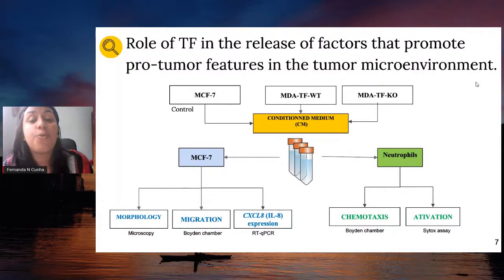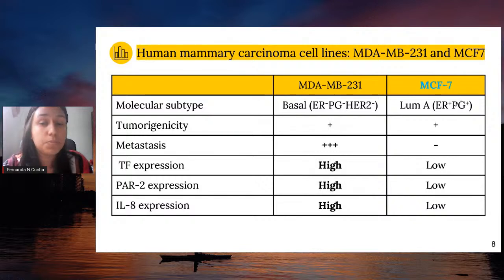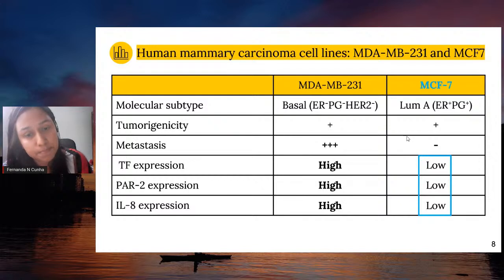we evaluated the effect of conditioned media, or just CM from now on, obtained from both MDA cell lines on human neutrophils as well as on a less aggressive breast cancer cell line, MCF7 cells. Originating from a non-metastatic human tumor of luminal subtype, MCF7 cells are known to express low TF and IL-8 proteins. The intention here was to see if they were capable of acquiring more aggressive features in response to CM from MDA cells.